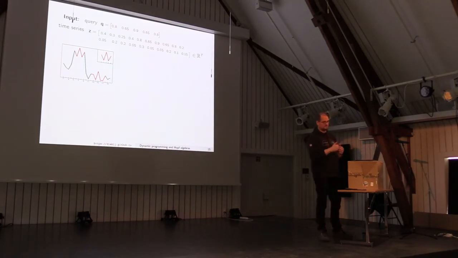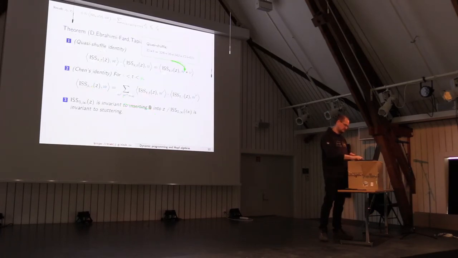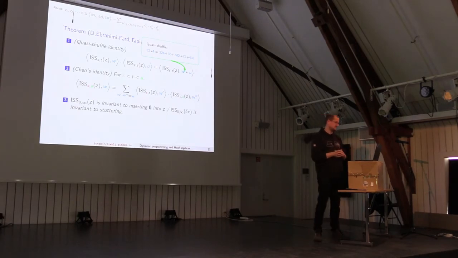And I should have said, I fast forwarded over it. This was the last point here. The iterated sums, they're invariant to this stuttering. Actually, the way I defined it, they're invariant to insertion of zeros. So the experts on quasi-symmetric functions, they know that you can define them as being invariant to insertion of zeros, and this is mirrored here.